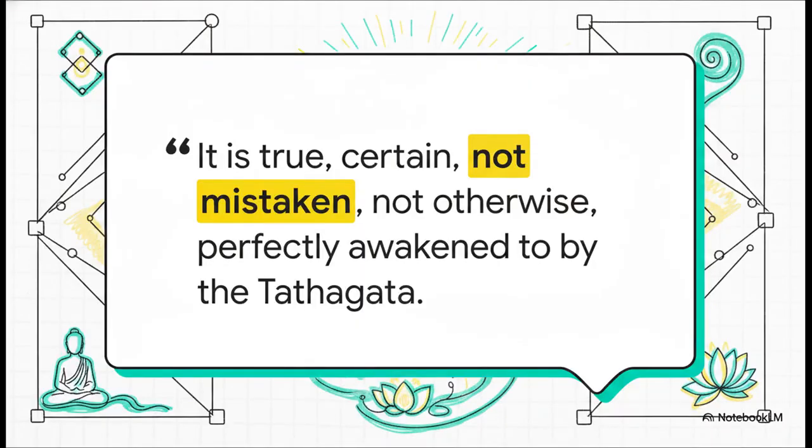So the crucial point is how the text itself validates this entire process. Throughout the Dasuttara Sutta, after outlining each massive section of the matrix, Venerable Sāriputta repeats a really powerful guarantee. He states that these principles are true, certain, not mistaken, not otherwise, perfectly awakened to by the Tathagata. This isn't just some loose theory. It's presented as a perfectly tested, flawless algorithm. Millions of people have run this code over millennia, and the output of peace remains totally consistent.